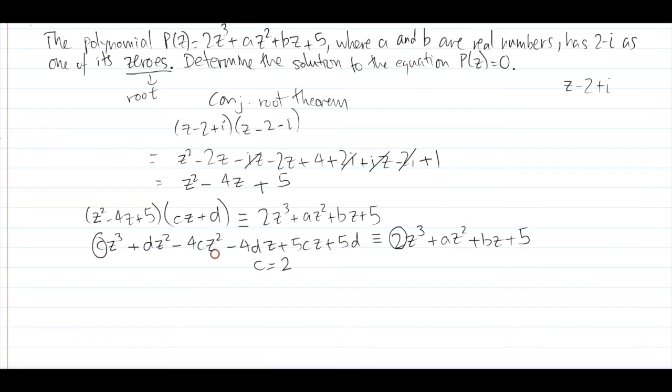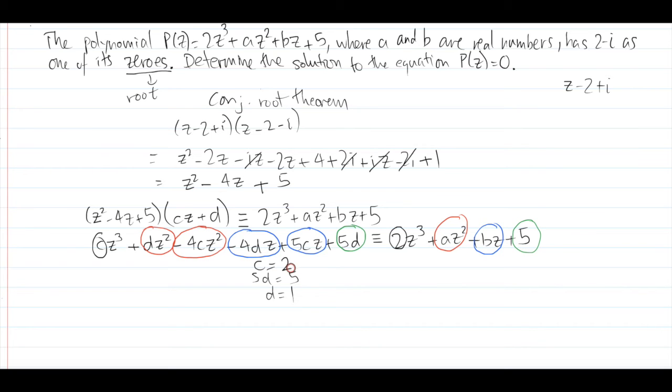Right, now what can we do? We want to find a and b, right? So let's solve for what d is first. We know that c is 2. If you combine the z squared terms, dz squared and minus 4cz squared, those are the only z squared terms, that should equal your a. And if you combine the minus 4dz and the 5cz, that should equal your b. Then lastly, if you combine your 5d and 5, you should get what d is. So if 5d equals 5, d should equal 1.